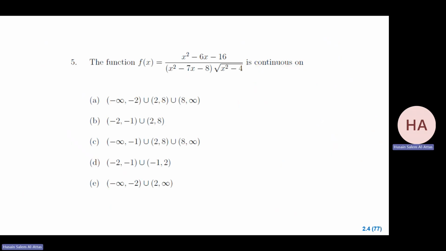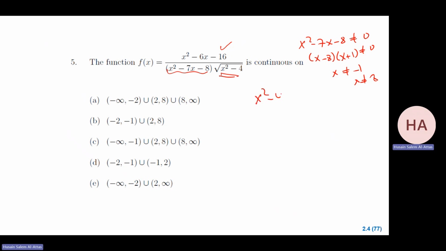This function will do the same, but needs a little bit of calculation. This will do nothing. This is continuous everywhere. I need this not equal to 0, which is what? X minus 8 times x plus 1. So x not equal to minus 1, and x not equal to 8. And then I need to be careful here.